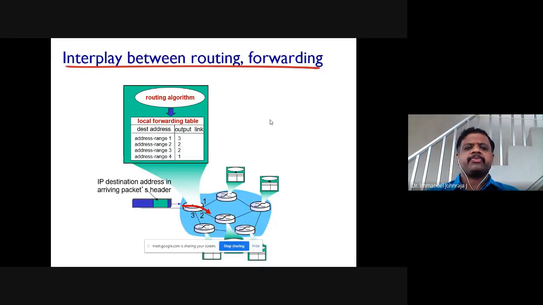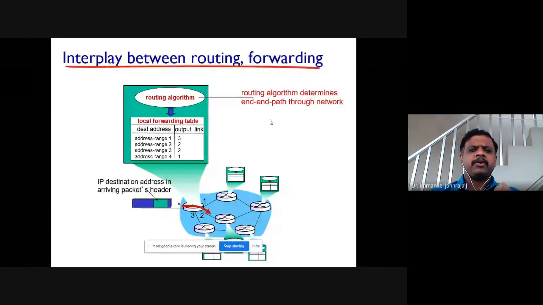All right. So there are two major things. One is the routing protocol, the routing process. The other one is the actual forwarding. Routing is the process. I think I have given a hint. Yes, the routing algorithm determines the end-to-end path through the network.